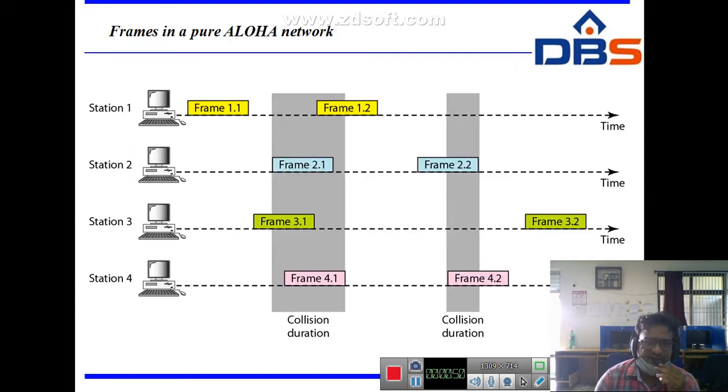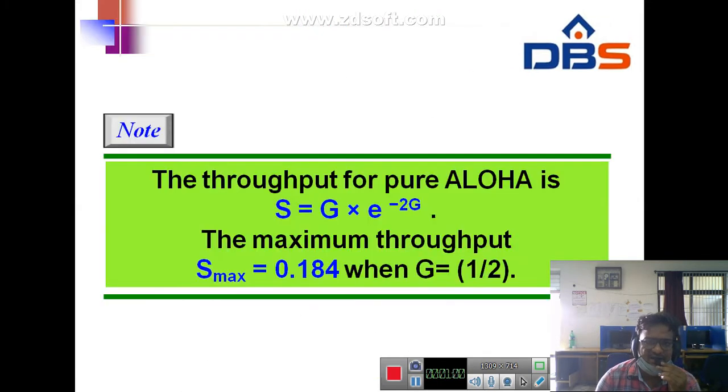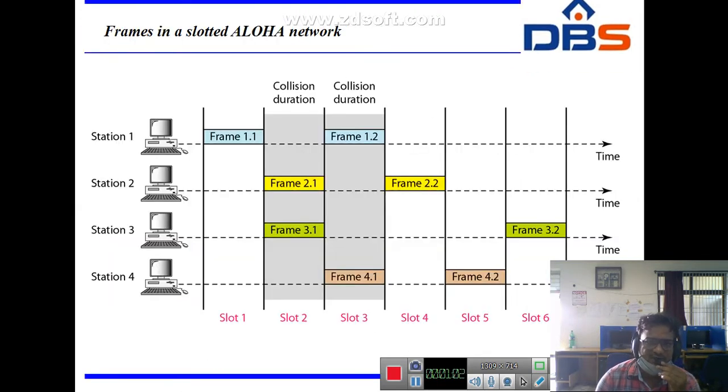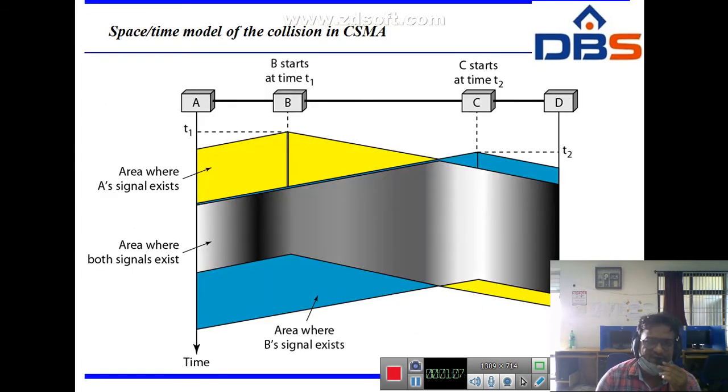Next, the different types of ALOHA, that is pure ALOHA and slotted ALOHA. We already discussed the throughput of slotted ALOHA and the throughput of pure ALOHA in the last class. In today's class, I would like to explain CSMA, carrier sense multiple access techniques.